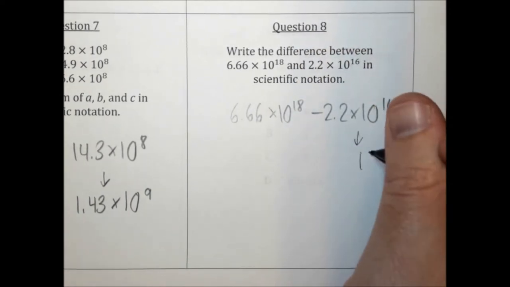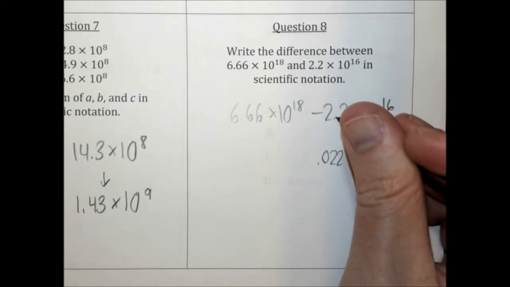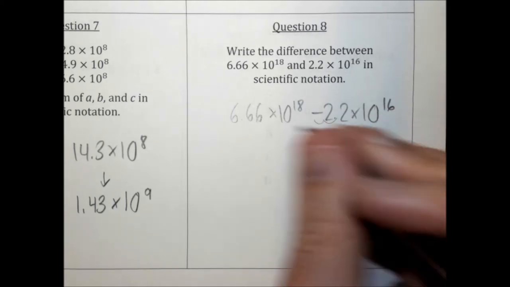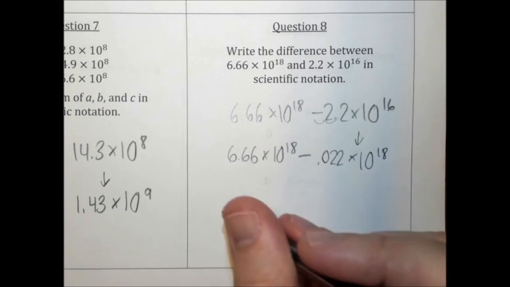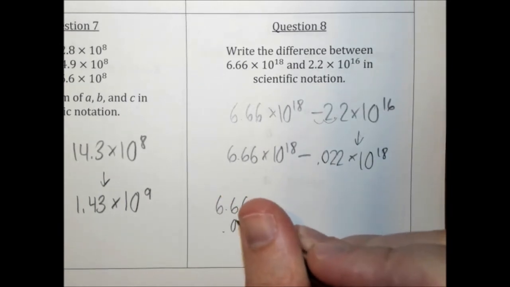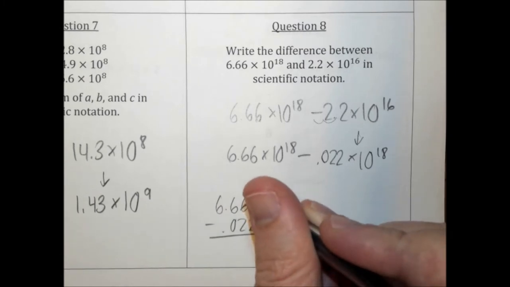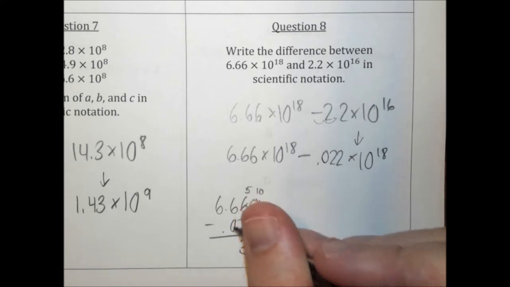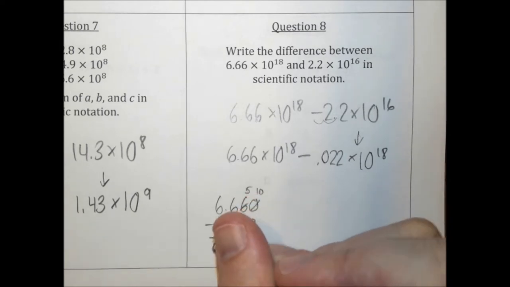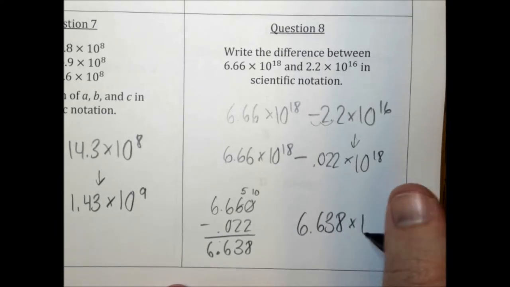Let's change this exponent to 18, which makes this 0.022. It needs to move twice. Let's not change this at all. Let's subtract. Do some borrowing. 10 minus 2 is 8. 5 minus 2 is 3. 6 minus 3 is 6. 6.638 times 10 to the 18th.